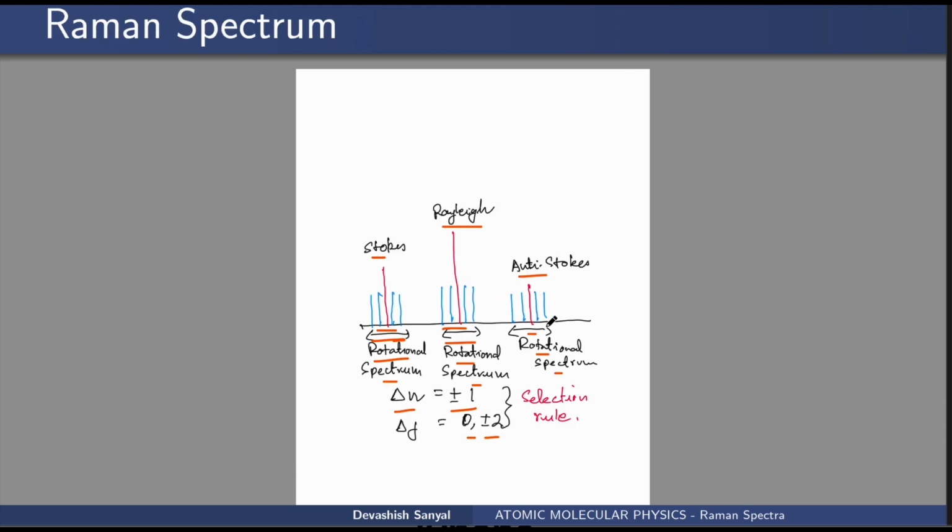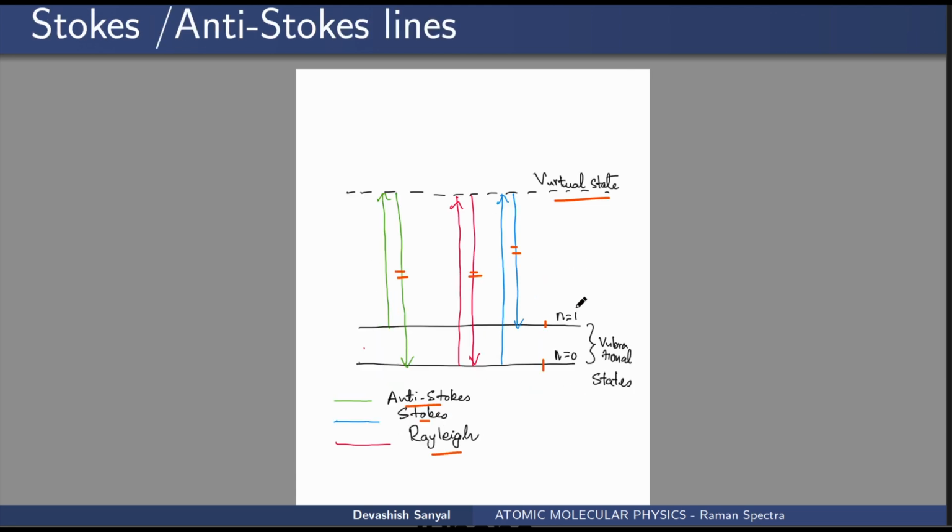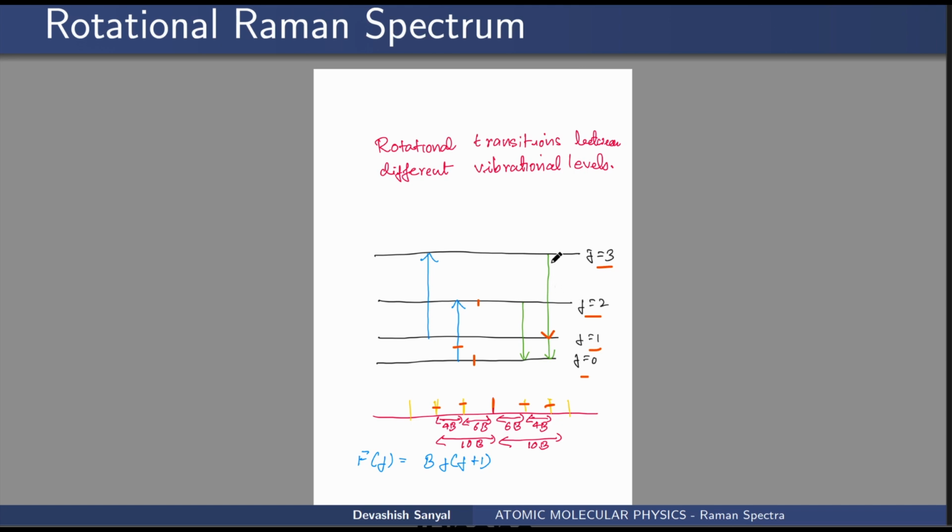Similarly, you can explain this line also, anti-Stokes. In that case, here, say J is equal to 3 will be the initial rotational state in the initial vibrational state, and J is equal to 1 will be the final rotational state in the final vibrational level, and that will give us this line. So the spacing between them can be easily found out.